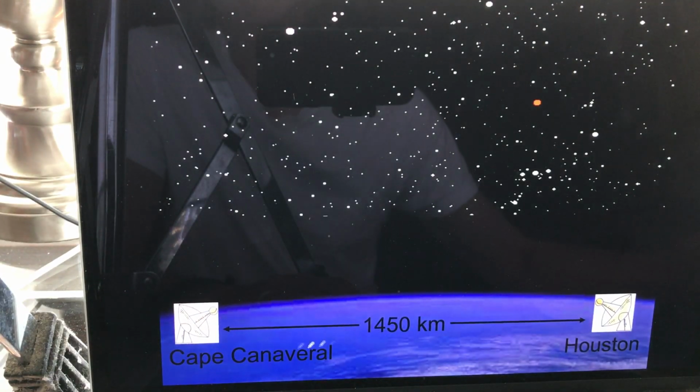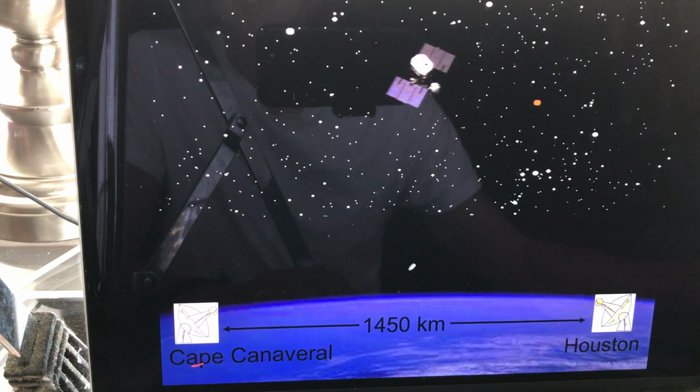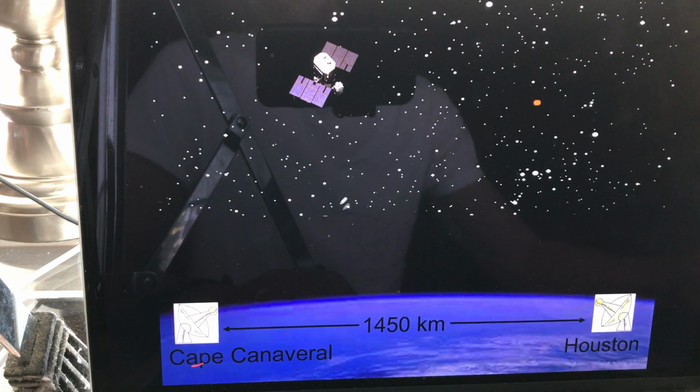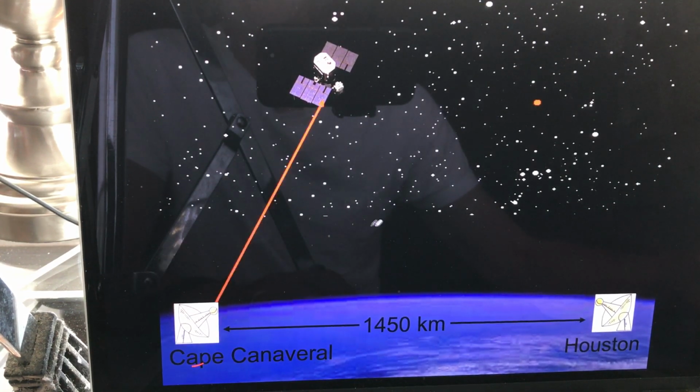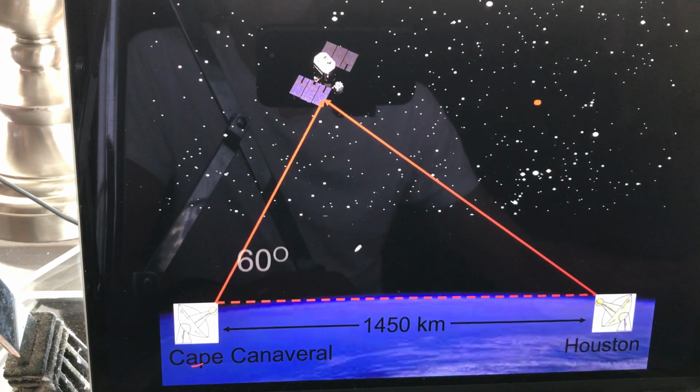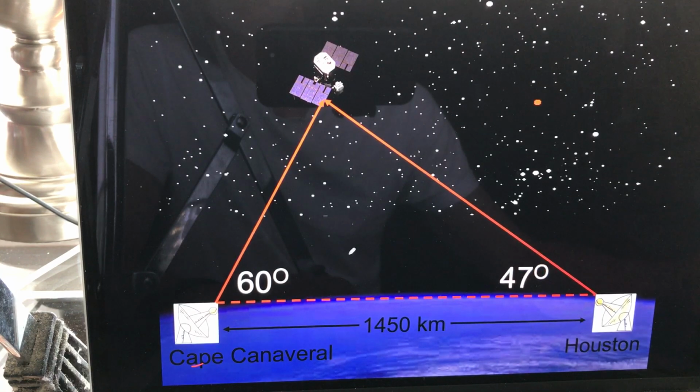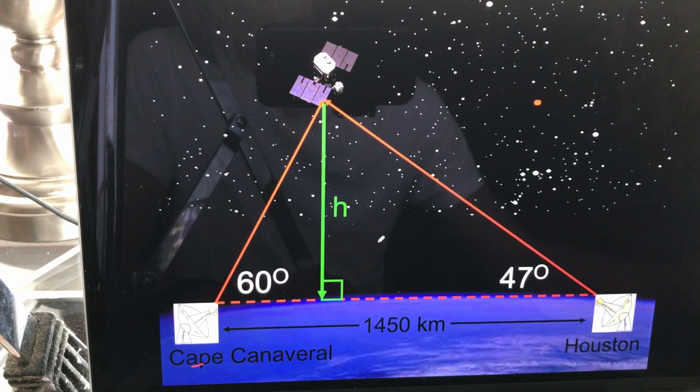Here's kind of a question. I have Cape Canaveral here in Florida, and we have Houston over here. You want to figure out how high a satellite is. You know the distance between these two spots. They can determine the distance there, and you can determine the distance there. You can measure the angles, those are pretty easy. The question is, how high is this satellite? What is h? Can we find h?